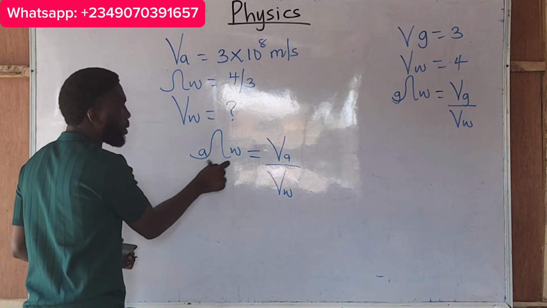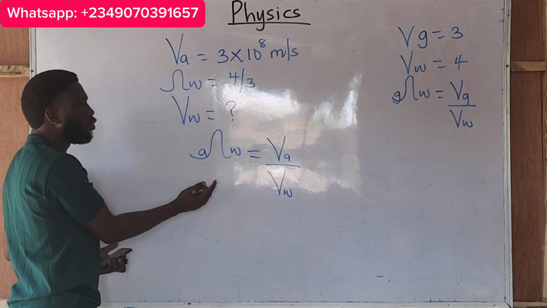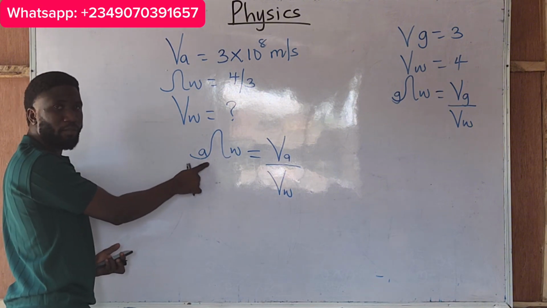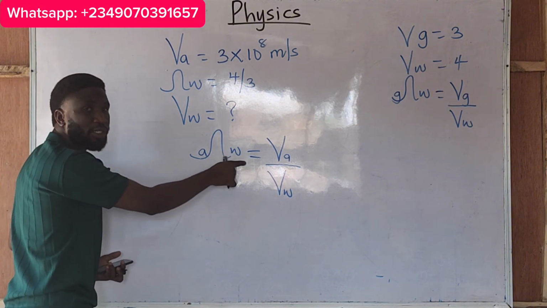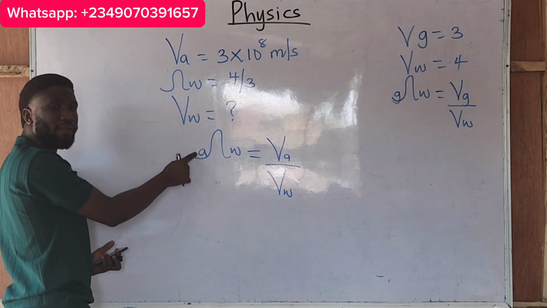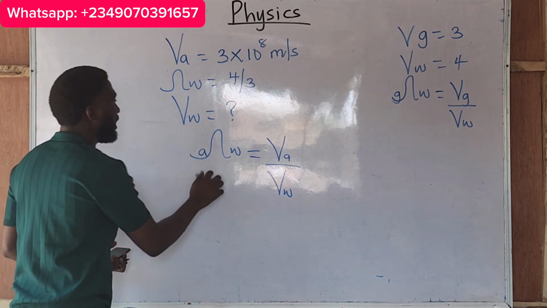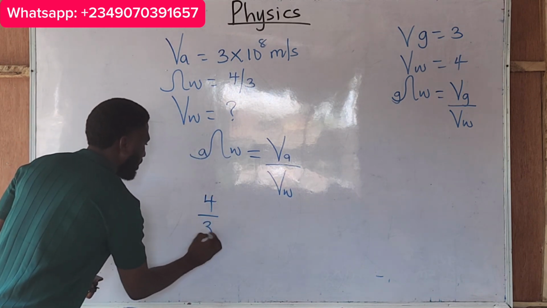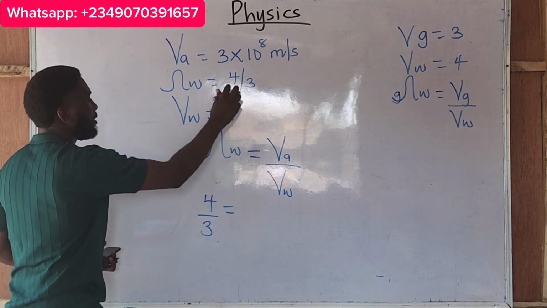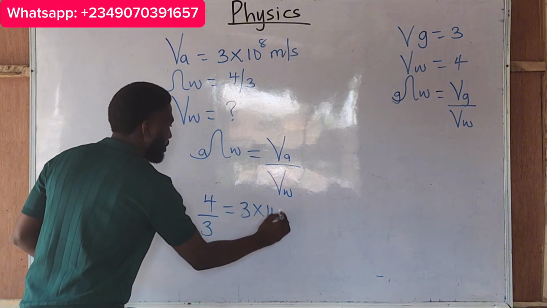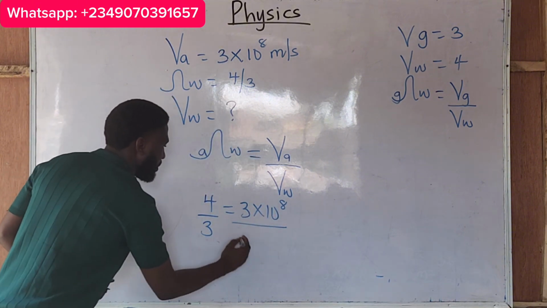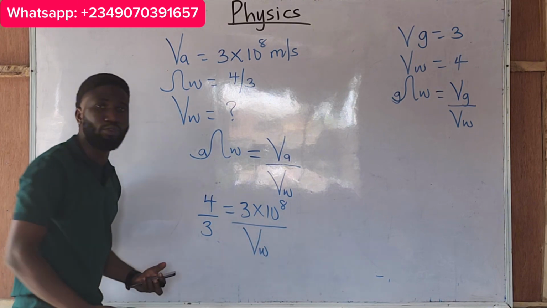The refractive index of water. This is not known to be the refractive index of air. Refractive index of water, but it shows that it is moving from air. That is the meaning. So here is 4/3, and then the VA is 3 times 10 raised to power 8 over VW, which is unknown.